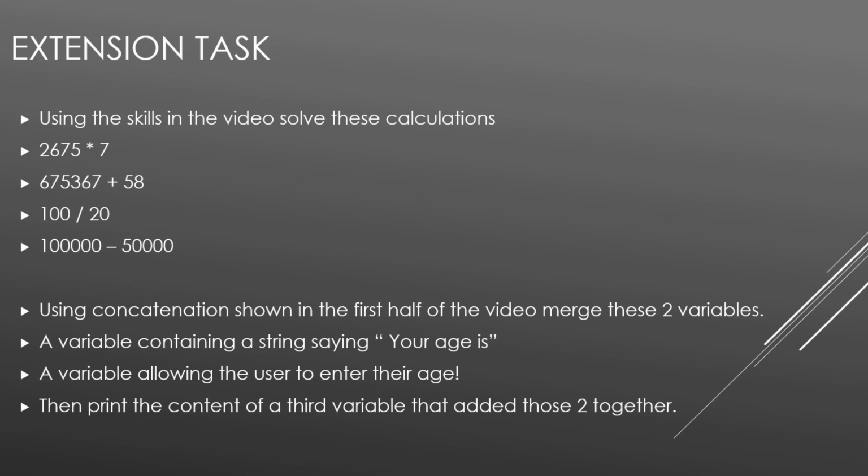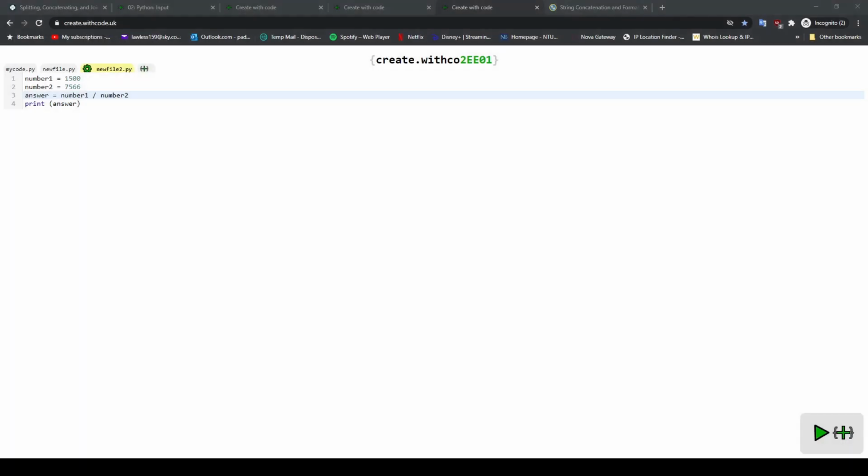Okay, and after that edit, this is the extension task I want you to complete. Using the skills in the video that I've just shown you, solve those four calculations for me. And what I want you to do is, instead of doing two variables like number 1 and number 2 and then doing the calculation and then using the same variables, I want you to use as many variables as you need. So for example, my first question is 2675 times 7. So I would then write that in Create with Code here.